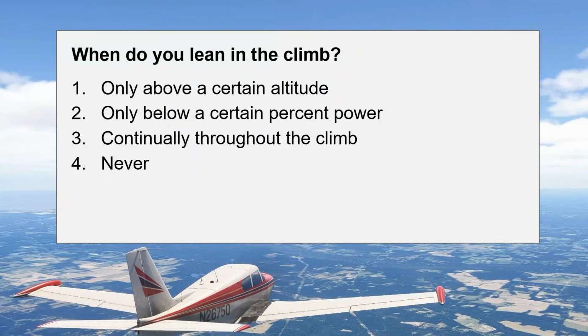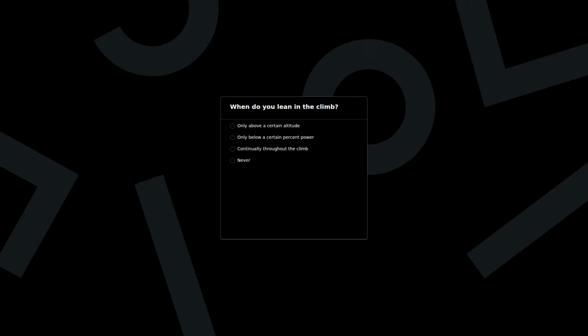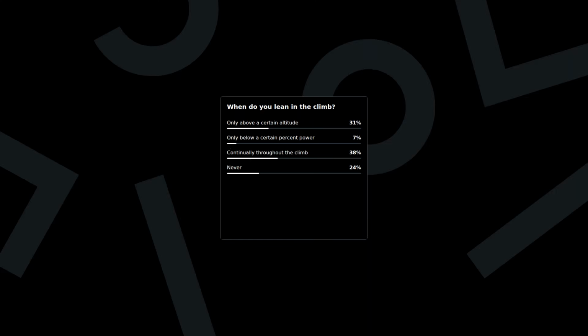So the question here is, when do you lean in the climb? Do you lean only above a certain altitude? Only below a certain percent power? Do you lean continually throughout the climb, or do you never lean in the climb? Okay, so we've got our winner here: continually throughout the climb, which is basically what we're going to talk about next. So that's great. Only above a certain altitude is in second place, and then actually never is in third place, and last is only below a certain percent power.